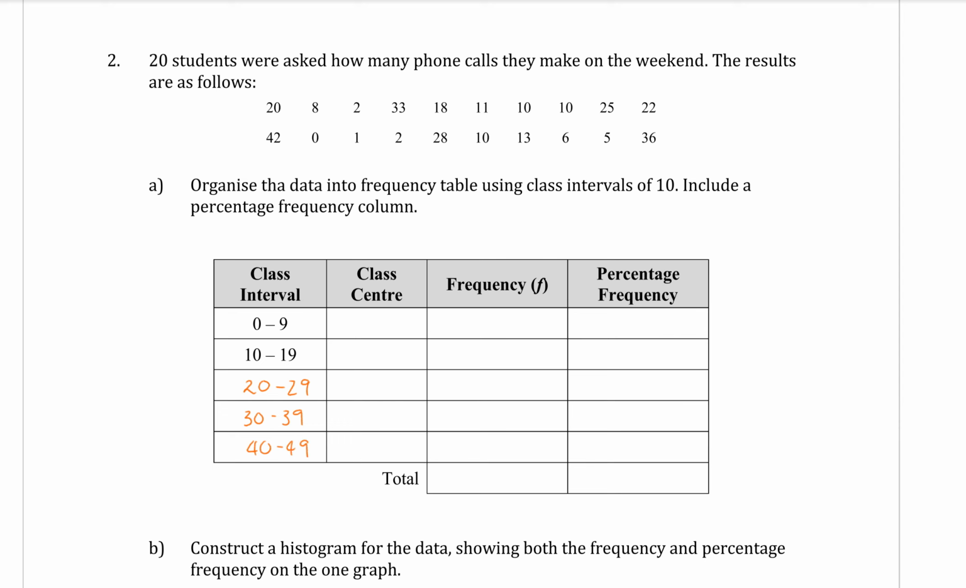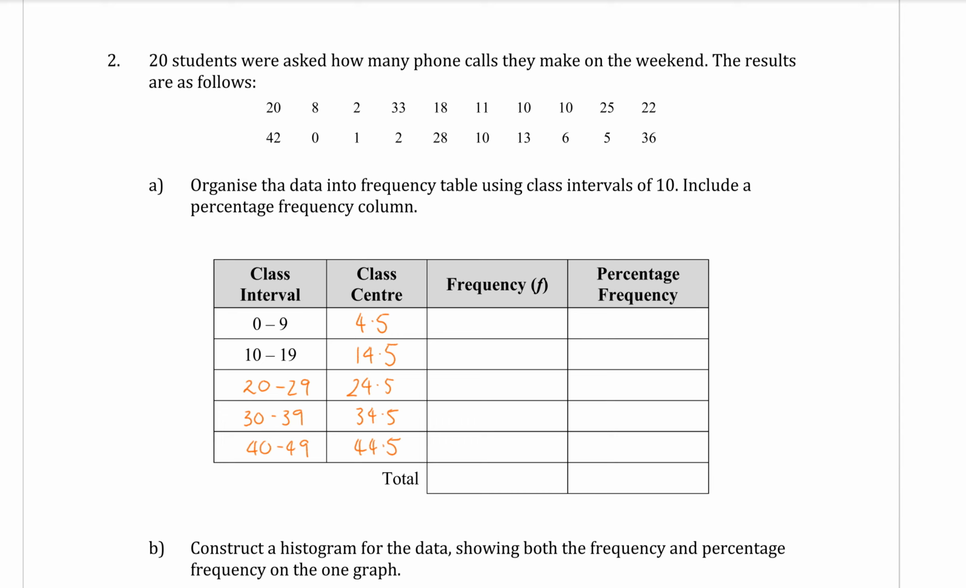To find a class centre, you average the two numbers on the extreme ends of your class interval. So you go 0 plus 9 divided by 2. What's that? 4.5. Correct. Then you do it for the next ones. 10 plus 19 divided by 2. 14.5. Normally you only have to do a couple of them and you see there's a pattern here. They're going to keep going up by 10s. So it's going to be 24.5, 34.5, and 44.5.